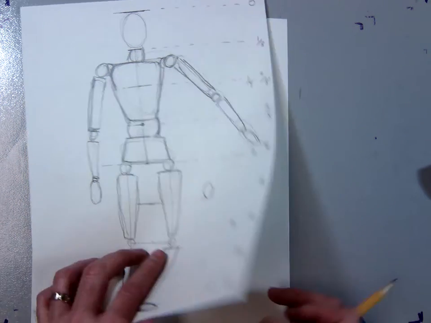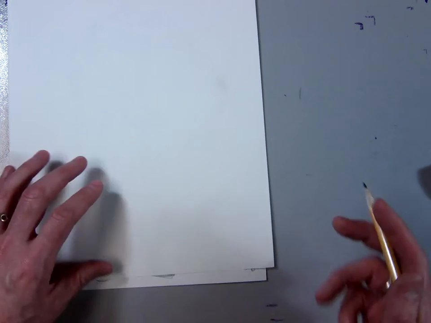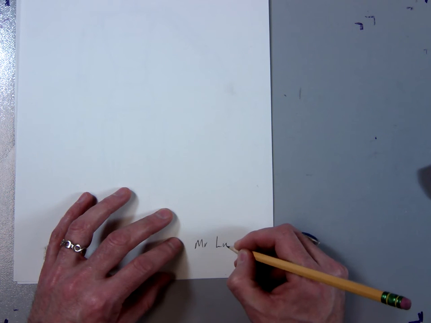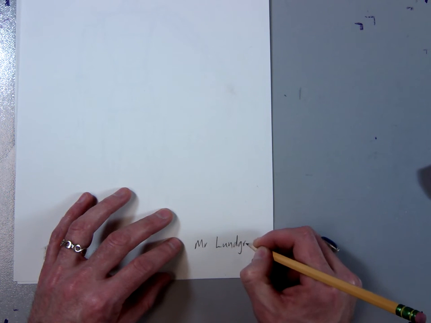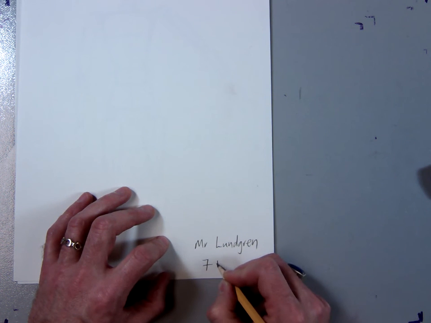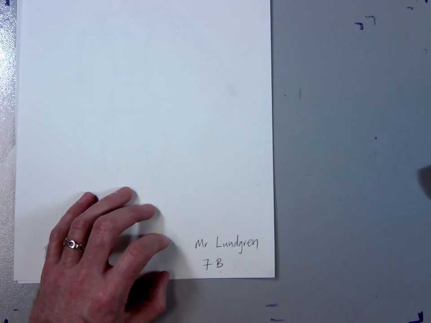So to get started, you're going to need a nice sheet of paper. And on the back of your paper, you're going to write your name. First name, my name is Mr. Lundgren. You're going to write your name, first and last name, please, and then write your section. Let's say this is 7B. All right, your period and the day that you have art.